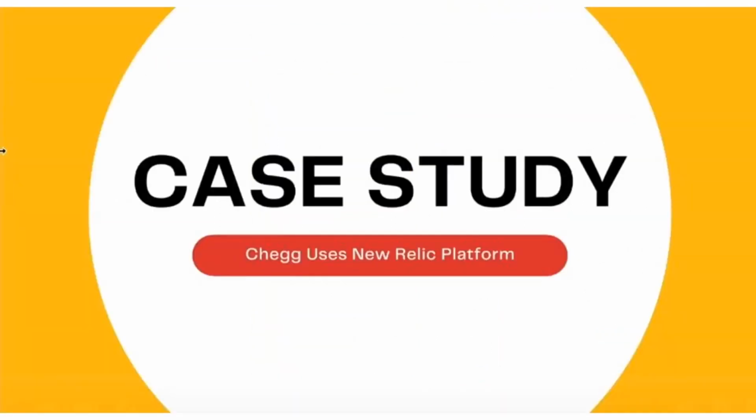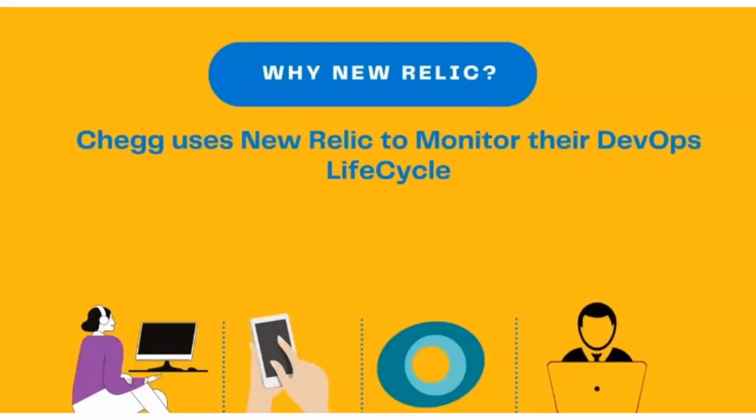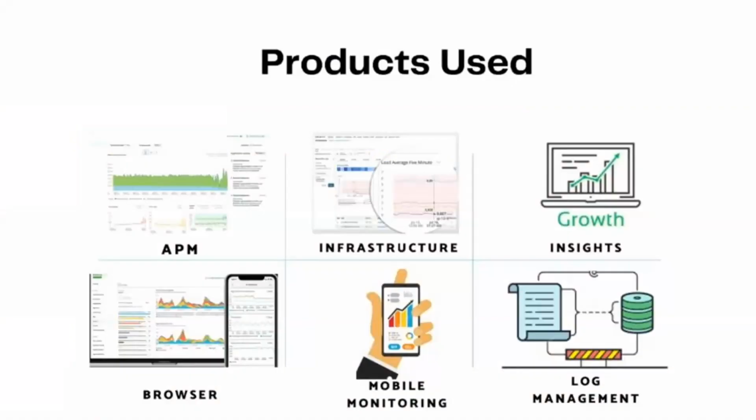And here's a quick example of how it could be used in the real world. Imagine a website, and let's say it has a lot of students. What is happening is they're using New Relic to monitor the DevOps lifecycle. And how we will try to understand. What are they doing? They're using it as an APM, application performance monitoring.